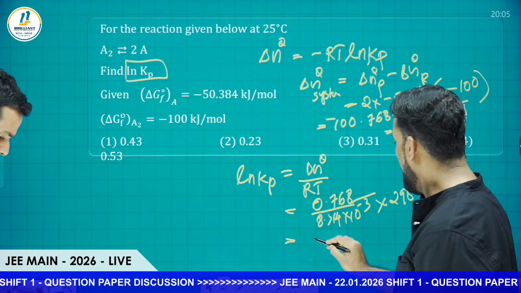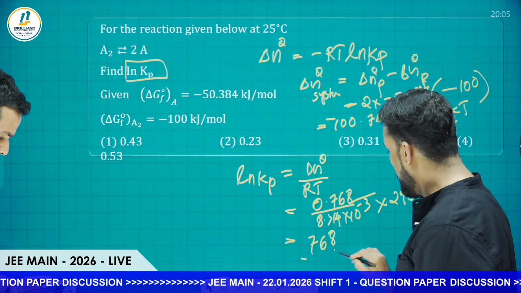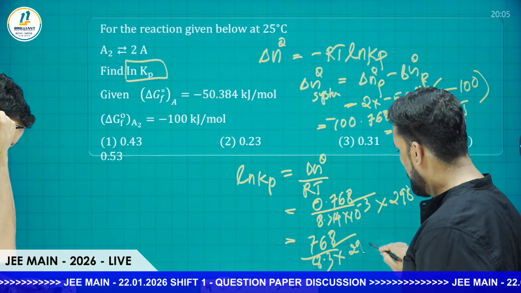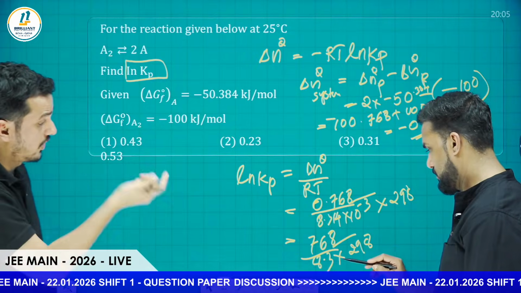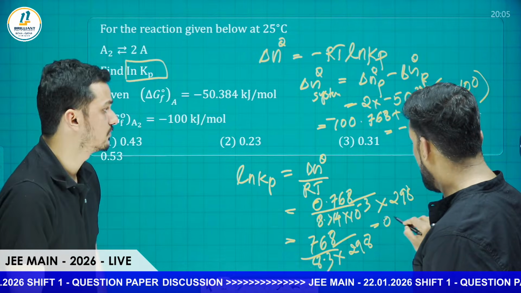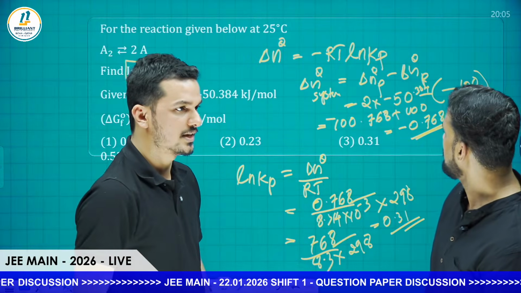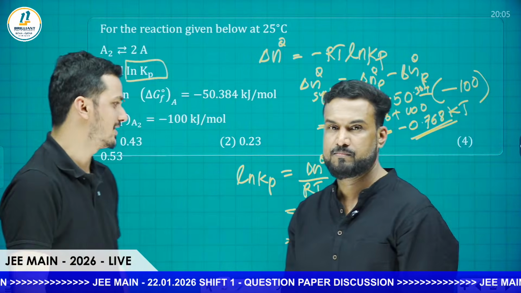So it's equal to 768 divided by 8.3 into 298. Okay, so approximately 0.31 will come. So it's equal to 0.31. Option is there. Many are commenting answer C. Yes, exactly. So answer C.